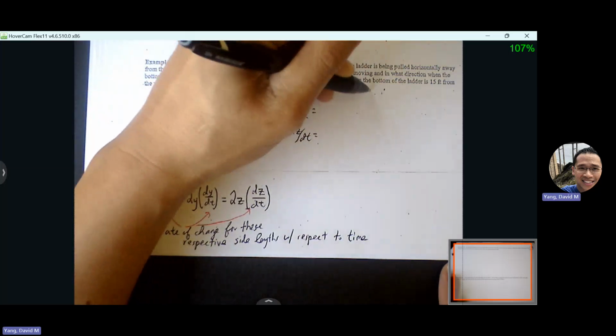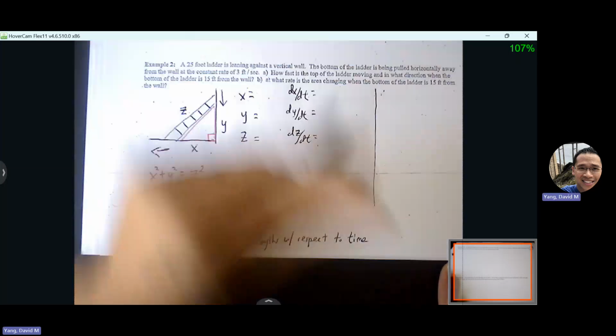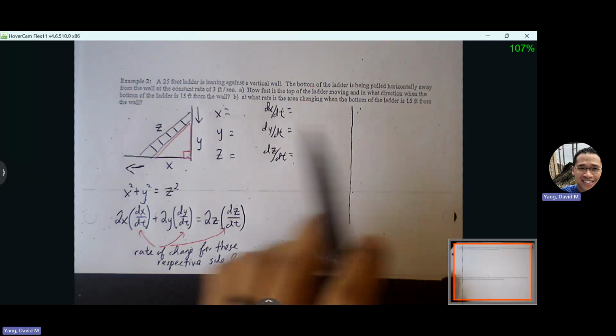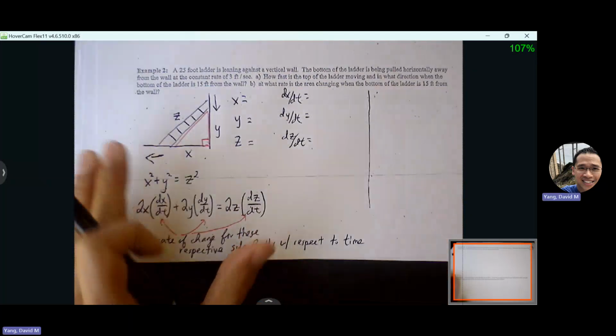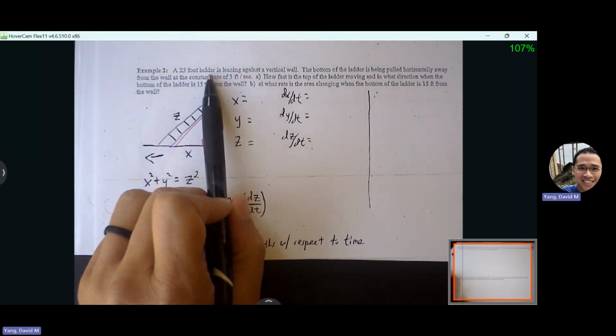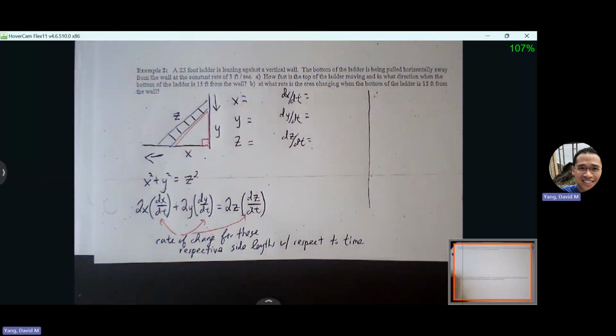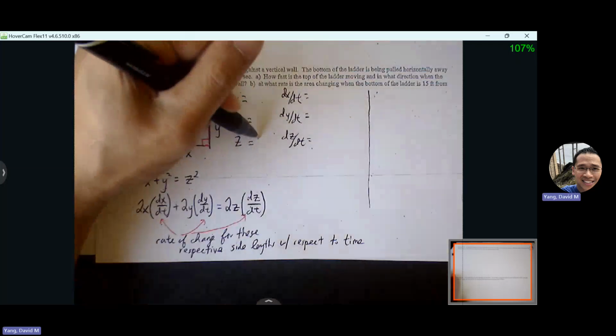And then to the right, if you guys can just save a little bit of space here, we are going to save space for part B. Okay, all right, let's reread the problem here. A 25-foot ladder is leaning up against a vertical wall. What can we assign 25 to be? C, okay.